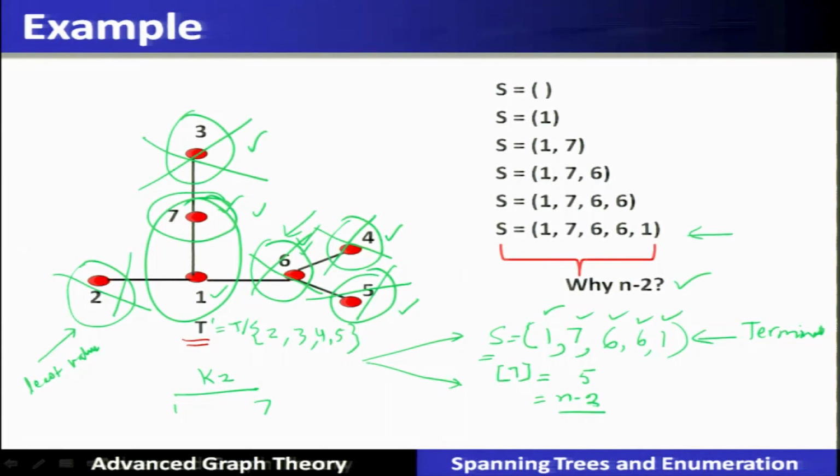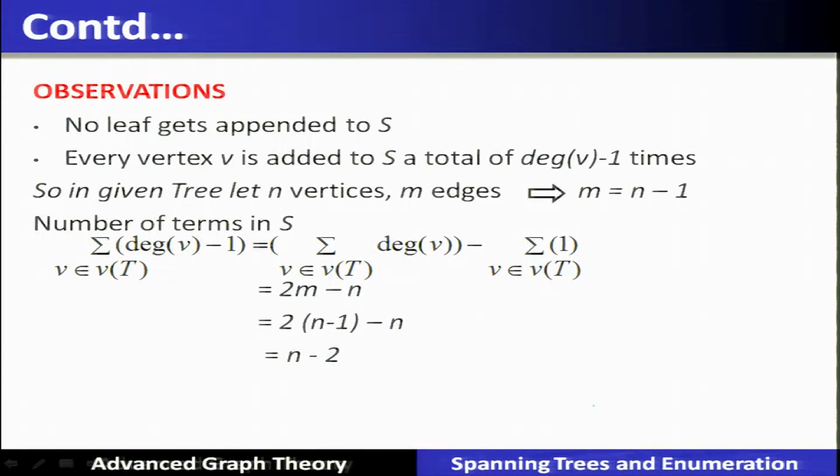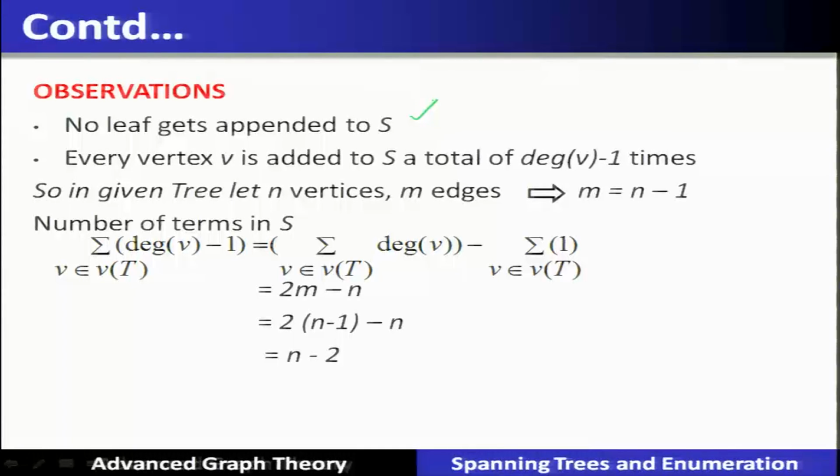Let us see why this n minus 2 is basically coming up as the Prüfer sequence length. In the observation we have seen there is no leaf node which is appended to that particular sequence S, and also we have seen another observation that every vertex V is added to S a total of how many times? Degree of that vertex minus 1 times.